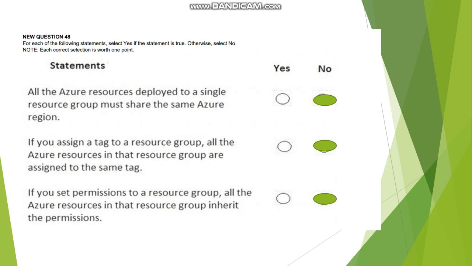All the Azure resources deployed to a single resource group must share the same Azure region? No. If you assign a tag to a resource group, all the Azure resources in that resource group are assigned the same tag? No. If you set permission to a resource group, all the Azure resources in that resource group inherit the permissions? No.